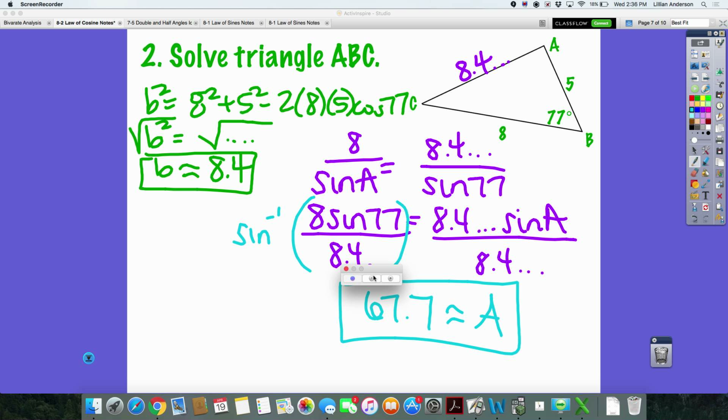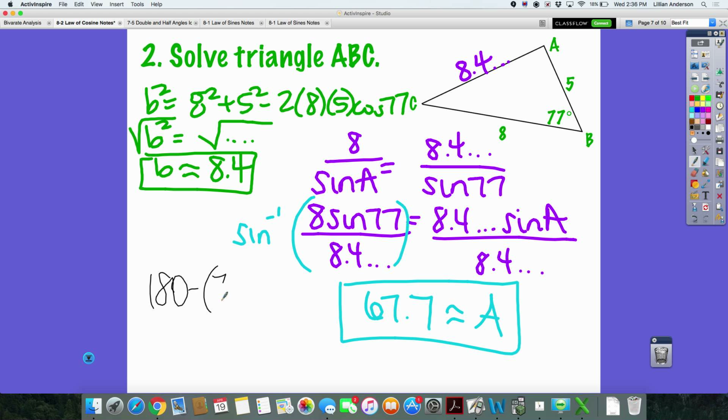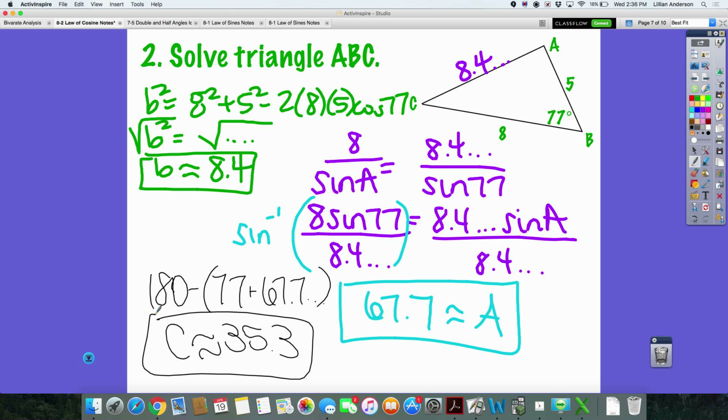Let's finish this one up. To find angle C, I just take 180 and subtract the 2 angles that I do know. And so C should have been what? 35.3. Just make sure that all three angles add up to 180. And just make sure you show me what you're using. Me, I put the dot, so that lets you know that I'm using the full one.